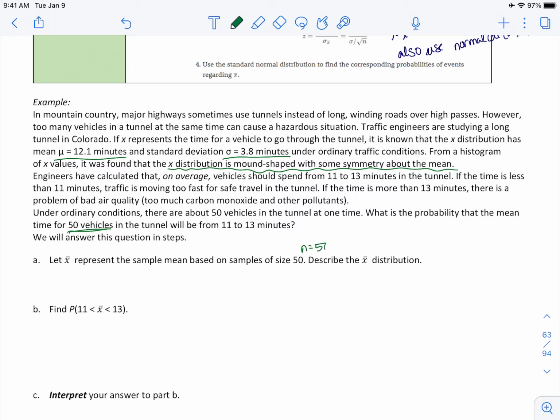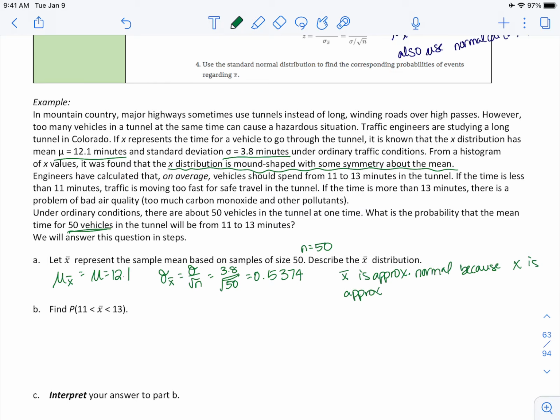So again, our n is 50. Our mu of X bar is equal to mu, which is 12.1. Our sigma of X bar is equal to sigma divided by root n, which is 3.8 divided by square root of 50. So this is 0.5374. We know our X bar is approximately normal because our X is approximately normal.